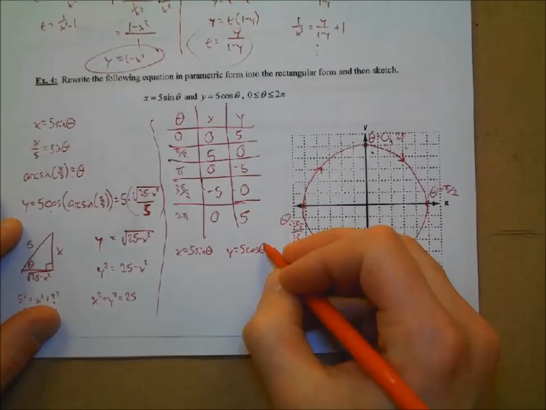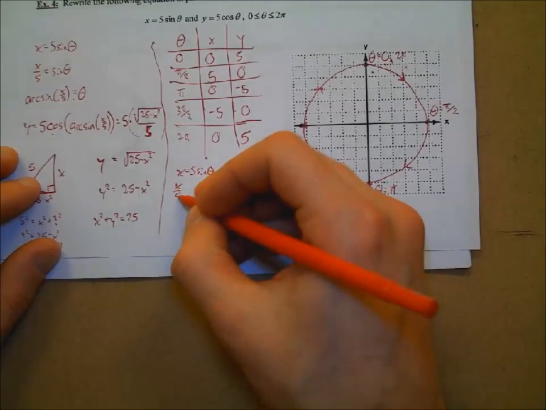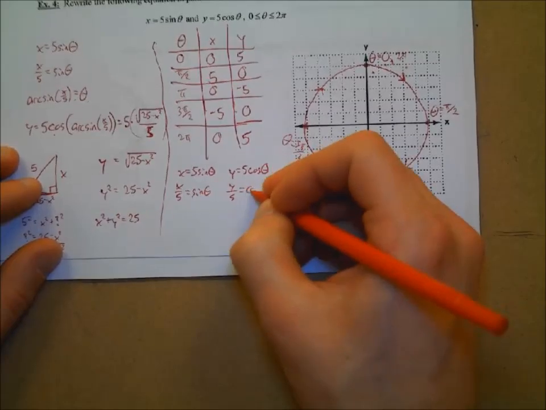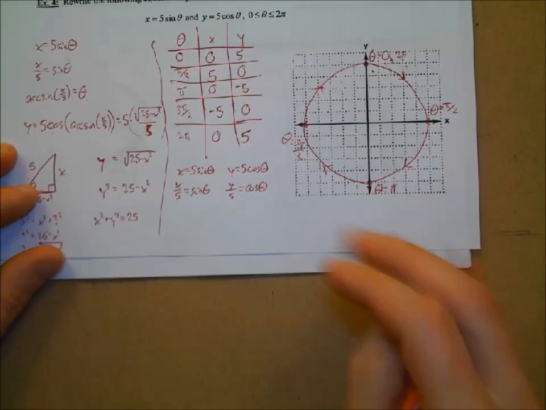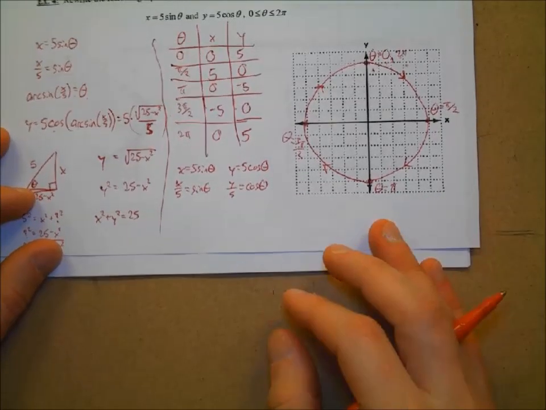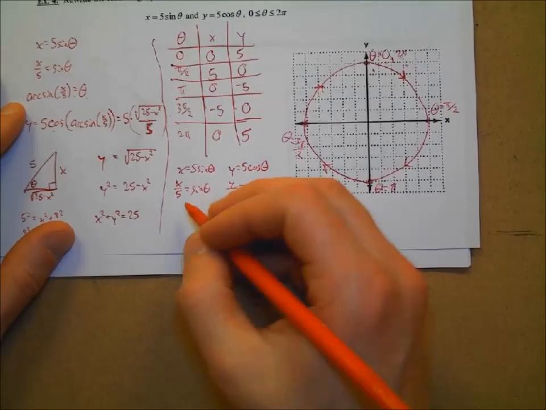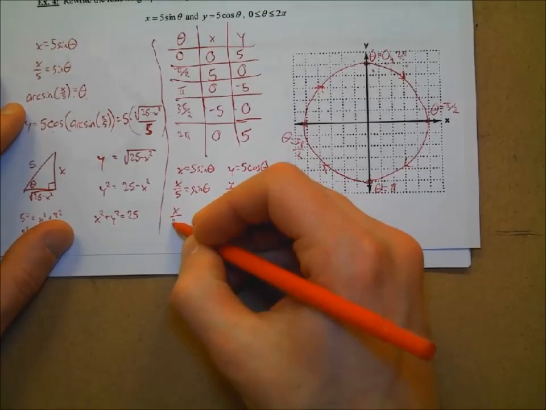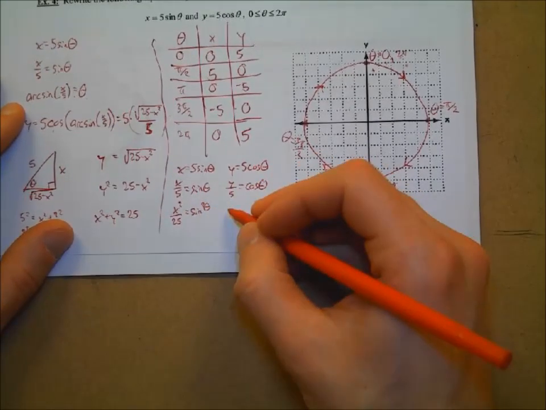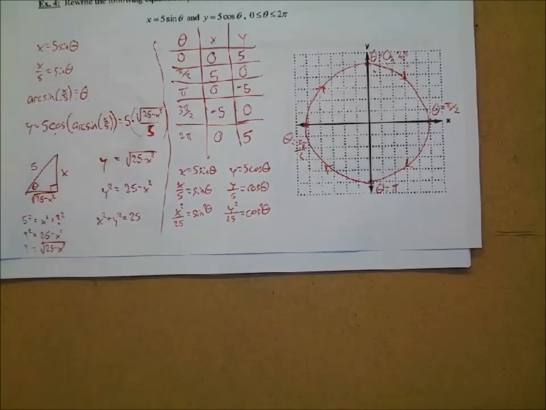I'm going to do something a little bit funky here. I'm going to solve both of these. So I'm going to have x over 5 equals sine theta, and y over 5 equals cosine theta. So again, this is an alternate way to come up with the rectangular coordinates, to eliminate the parameter. I'm now going to square both sides. So x squared over 25 equals sine squared theta, and y squared over 25 equals cosine squared theta.